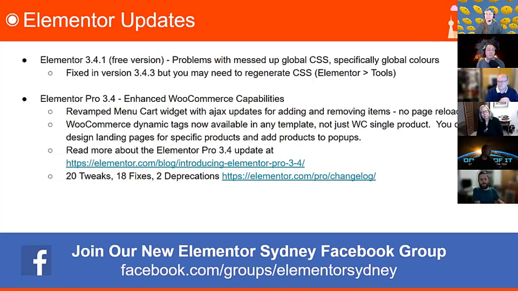Now, that's been fixed in 3.4.3. So if you're having some problems with your websites and the colors are looking a bit wonky, especially global ones, then upgrading to 3.4.3 should fix that for those. But you may have to regenerate your CSS.